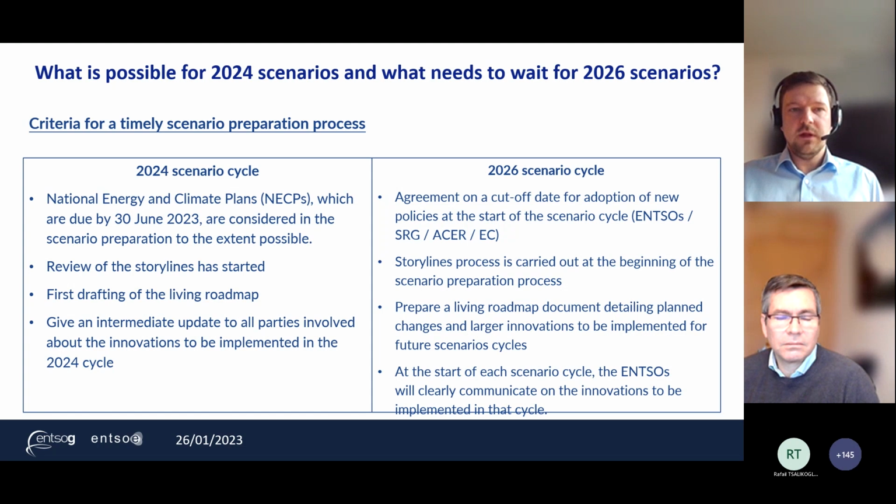Now, on the next 3 slides, we follow the structure of the framework guidelines document. We have clustered this according to the chapters of the framework guidelines, starting with the timely scenario preparation process. On the left side, you will always see what we try to implement for the 2024 scenario cycle. On the right side, you see what we can then do for the 2026 scenario cycle.